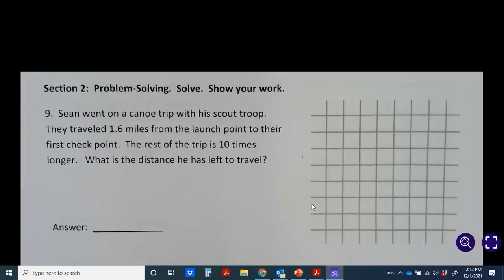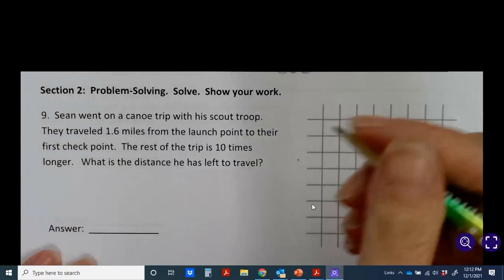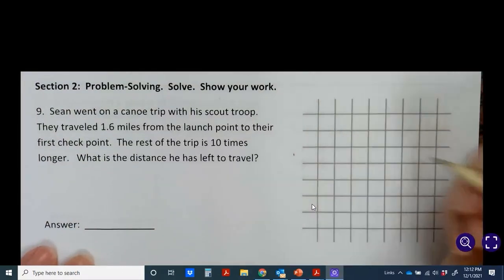Question number 9. Sean went on a canoe trip with a scout troop. They traveled 1.6 miles from the launch point to their first checkpoint. The rest of the trip is 10 times longer. What is the distance he has left to travel? Okay, so we have to do 1.6 times 10.